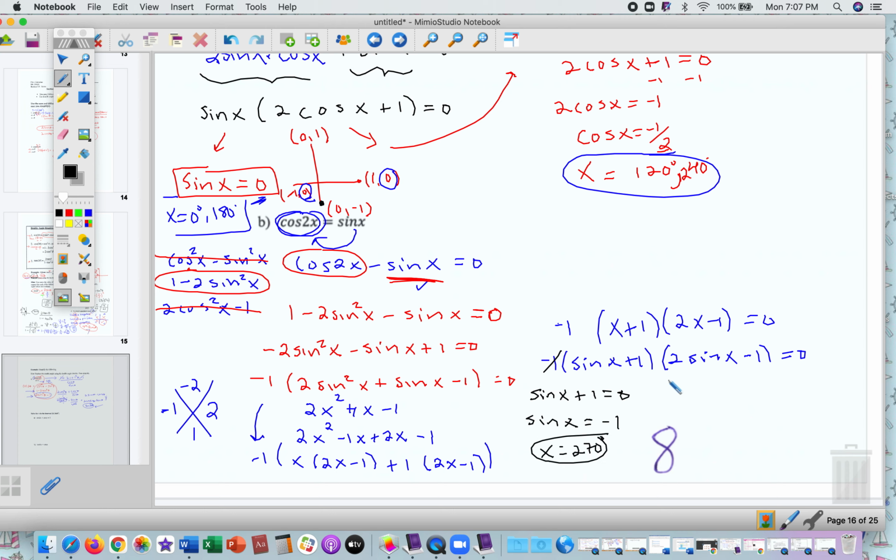And over here, if we set 2 sine x minus 1 equal to 0, if we add 1, we have 2 sine x equals 1. If we divide by 2, we have sine x equals a half. So when we spin around the unit circle, where is sine a half? And it's a half at 30 degrees and at 150 degrees. And that's it for page 8.